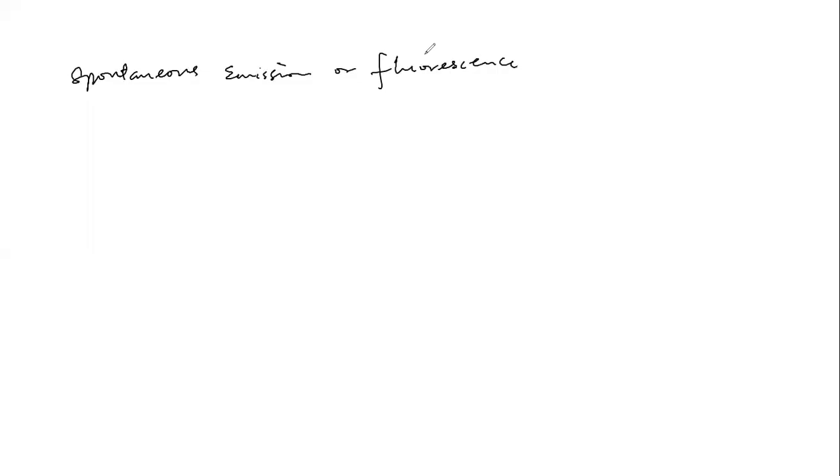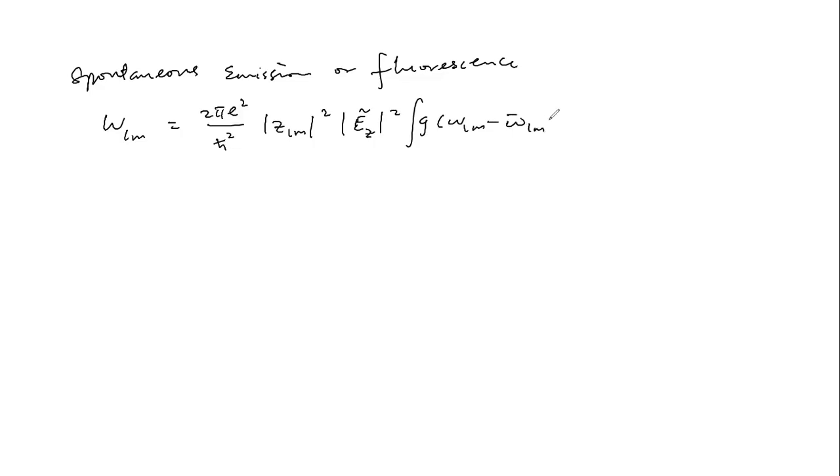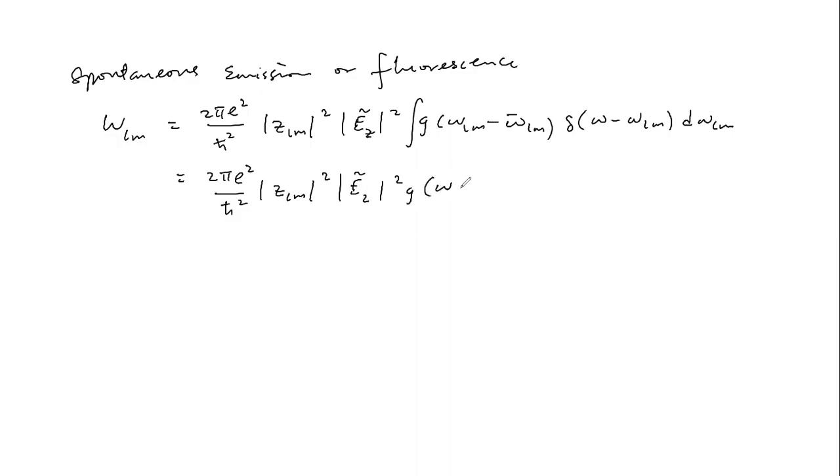From the upper level here, the transition probability must be integrated over the transition frequency, such that we have W_Ln equal to 2π² over ħ² |Z_Ln|² |Ẽ|² ∫ G(ω − ω_Ln) δ(ω − ω_n) dω. And this now gives us 2π e² over ħ² |Z_Ln|² |Ẽ|² G(ω, ω_n). So let's say everything here.